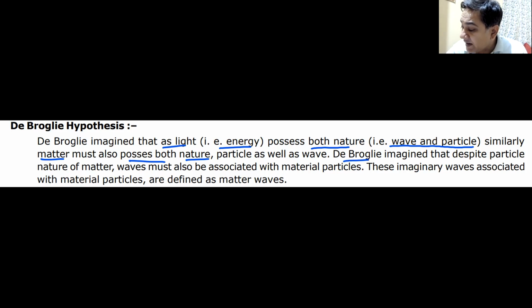De Broglie imagined that despite the particle nature of matter, a wave must also be associated with material particles. Example, a very fast moving airplane. Why it should move very fast, we will understand when we get into the theory part. A plane is matter, it is a particle, it is one thing. It moves as one particle, it does not move as a wave.